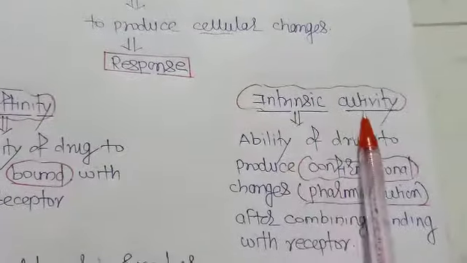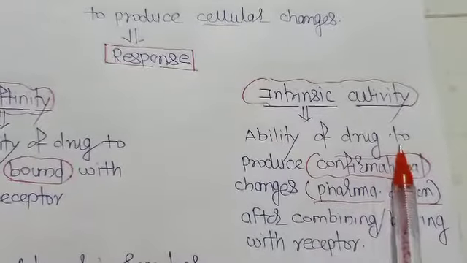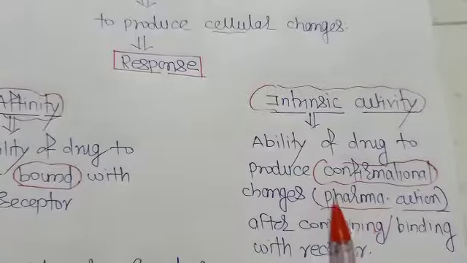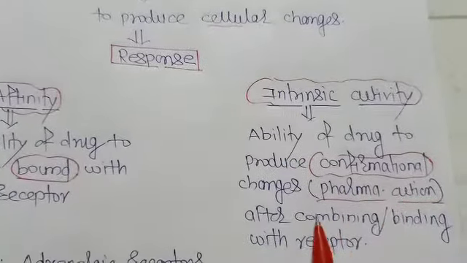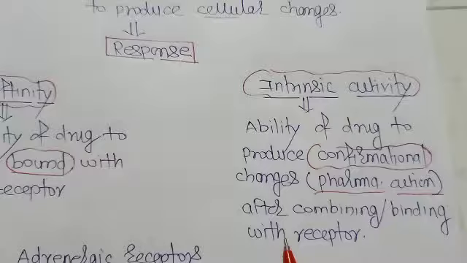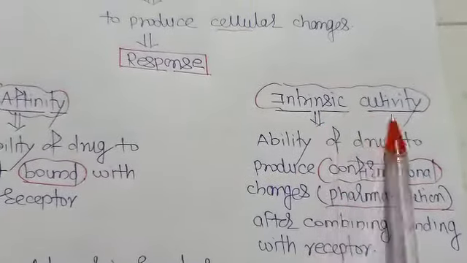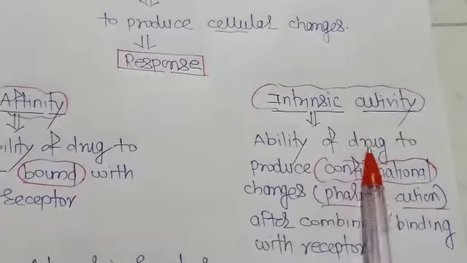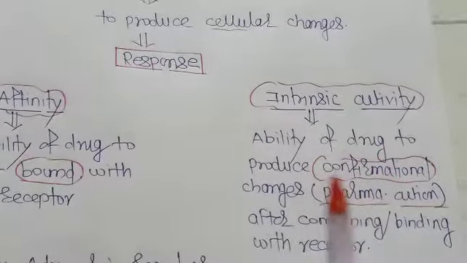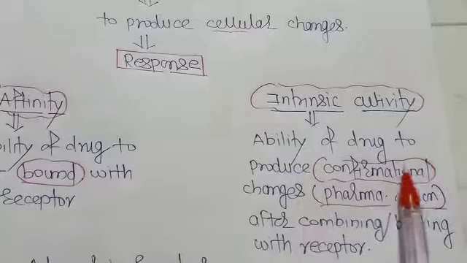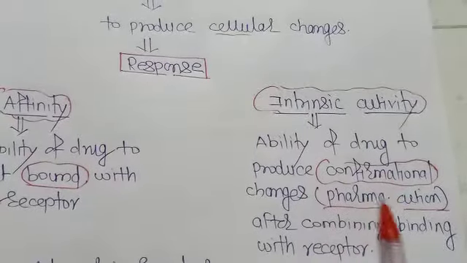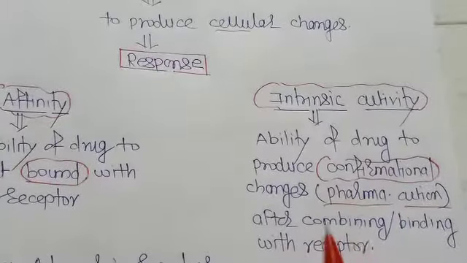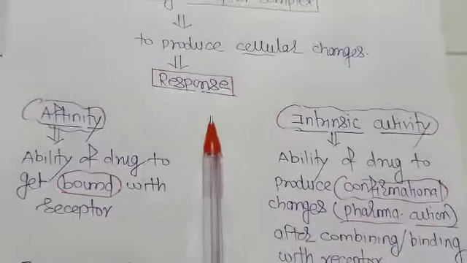So a particular drug has affinity to that particular receptor. Then the intrinsic activity: ability of the drug to produce conformational changes, or to produce pharmacological action after combining or binding with the receptor. That is intrinsic activity. What is intrinsic activity? Ability of the drug to produce conformational changes, or to produce pharmacological actions after binding with the receptor or after combining with the receptor.